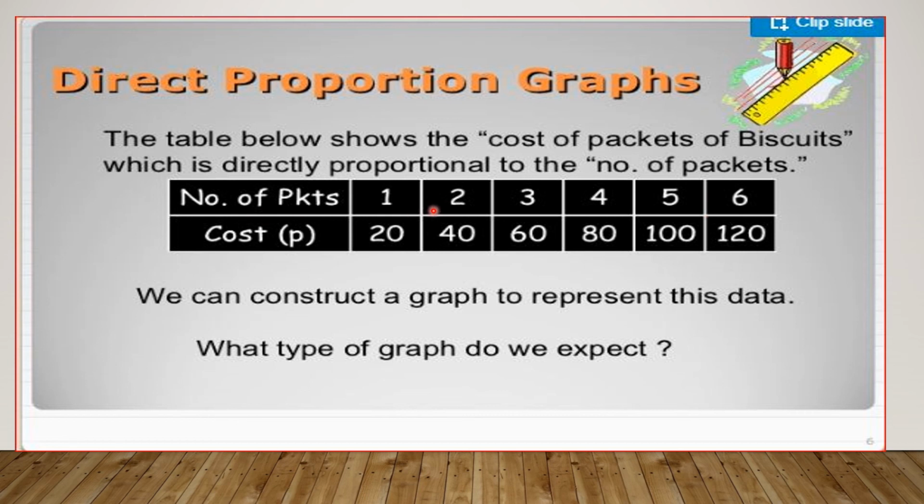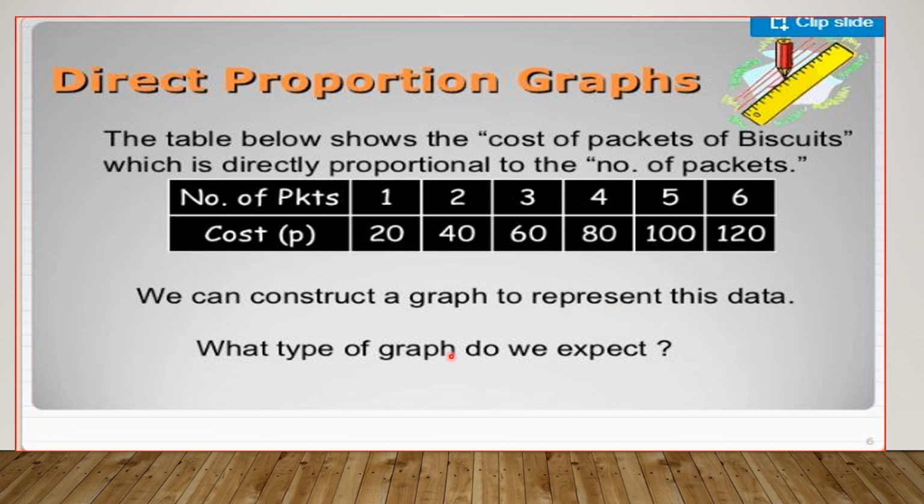You can see from the table that as the number of packets increases, the cost is also increasing. And if both quantities increase, what relation must they have? Yes, the direct relation, which is also given in the question. What we have to do in this question is construct a graph to represent this data.